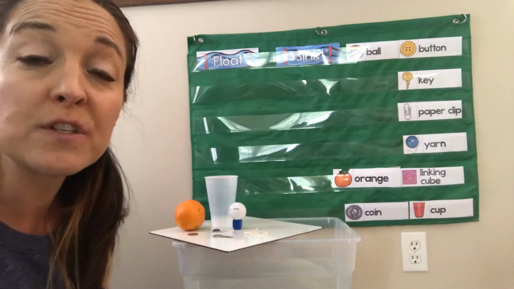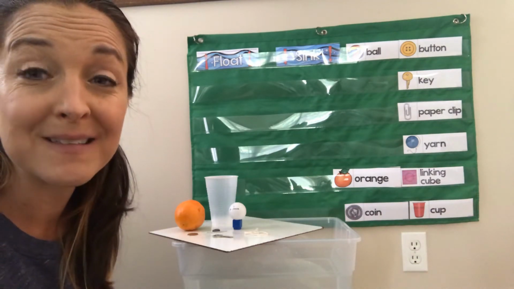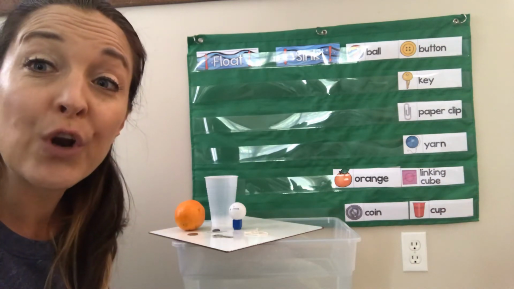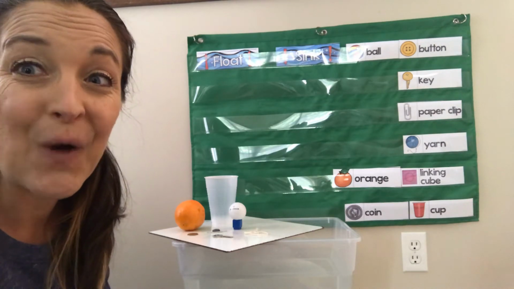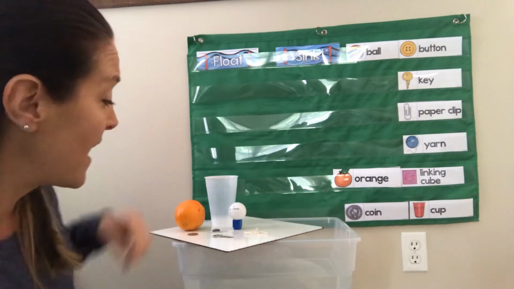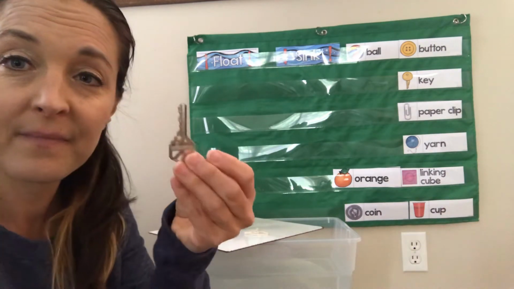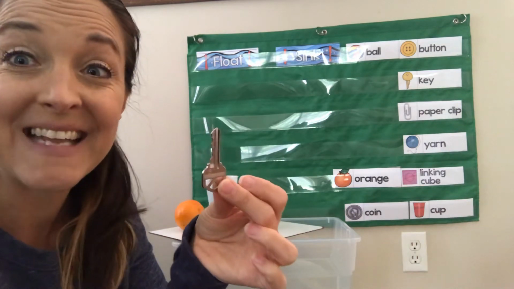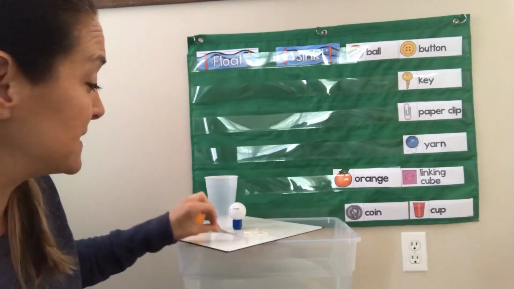Over here is our words and the pictures of the things we're going to try for our experiment. Okay? So let's look at the things that we're going to find out if they sink or float. Sound good? Okay, let's look at my tray. I have, what's that? That's right, it's a key. We're going to find out if the key sinks or floats.